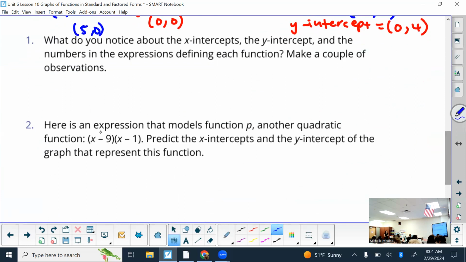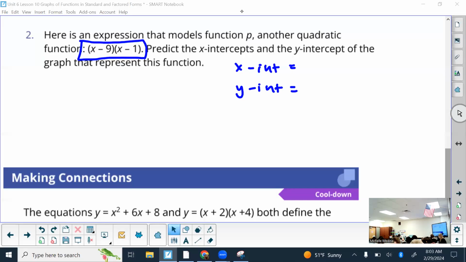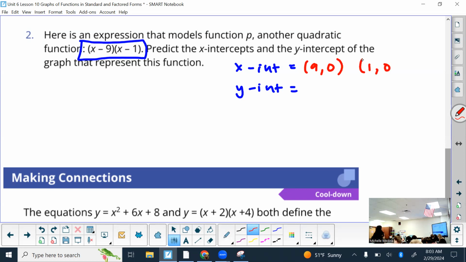But now if I give you just the factor form, I want you to predict without graphing what the x-intercepts would be and what the y-intercepts would be based on our conversations. Okay, do that. Look at your graphs. Annabelle, what do you think our x-intercept is going to be for number 2? 9 and 1 is correct. And that's without graphing, you can tell.